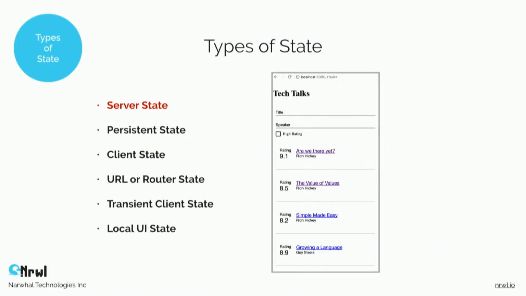Let's go through them. So the first one is the server state. The server state is not on the client side, and surprisingly it's on the server, and it's usually provided by something like a REST endpoint or GraphQL endpoint. So it's not technically part of your Angular application, but it's important to keep it in mind and to have it in this list, because we need to deal with it when we build our front-end applications.